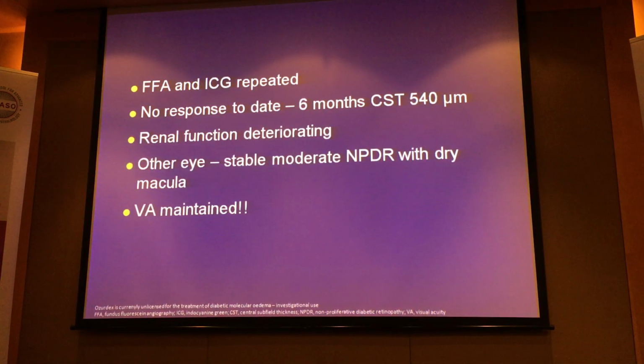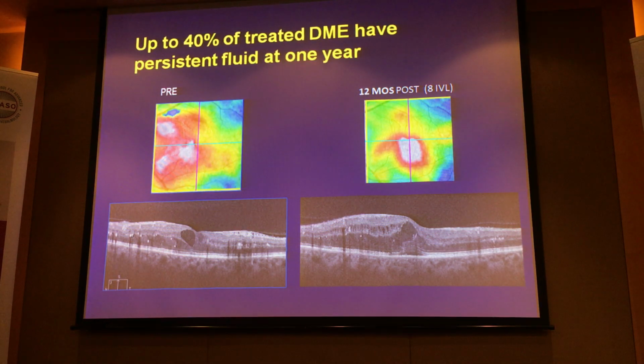No response. So 6 months, central subfield is still 540 microns. And maybe it's because it's related to renal function, we're not sure. But his visual acuity all this time, despite that amount of fluid, is maintained. What would happen if we don't treat? Let's say we did not give him any anti-VEGF. Likely his vision will slowly get worse. So while you're maintaining vision, you may not always succeed in eliminating macular edema.